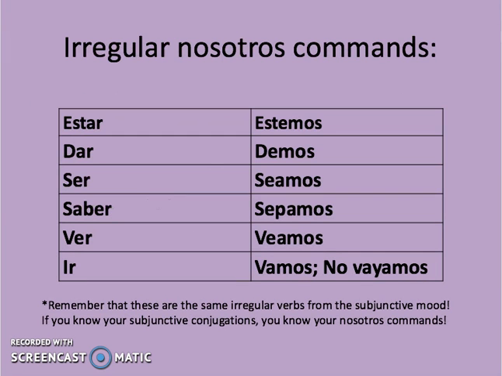There are 6 irregular nosotros commands. Please make note of ir that has both a positive and a negative irregular nosotros command, and they are different. The positive nosotros command for ir is vamos. The negative nosotros command for ir is no vayamos. Remember that these are the same irregular verbs from the subjunctive mood. If you know your subjunctive conjugations, you know your nosotros commands.